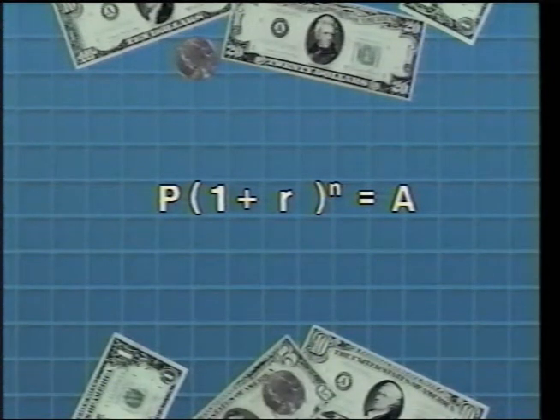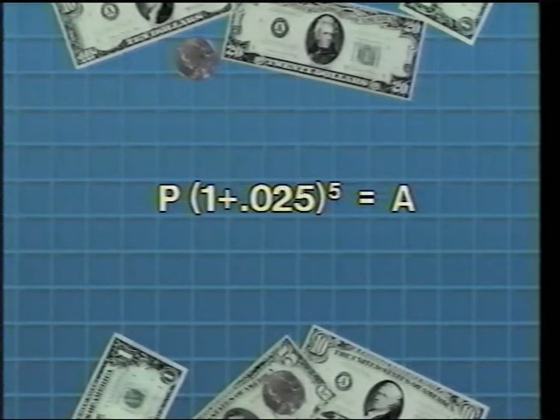For example, if you wanted to know the accumulation in an annually compounded account after 5 years with a 10% interest rate, R would equal 10%, or 0.1, and N, the number of times the interest is compounded, would equal 5. But in the case of quarterly compounding, R equals 2.5%, or 0.025, and N equals 20 because we're compounding quarterly for 20 quarters, or 5 years.